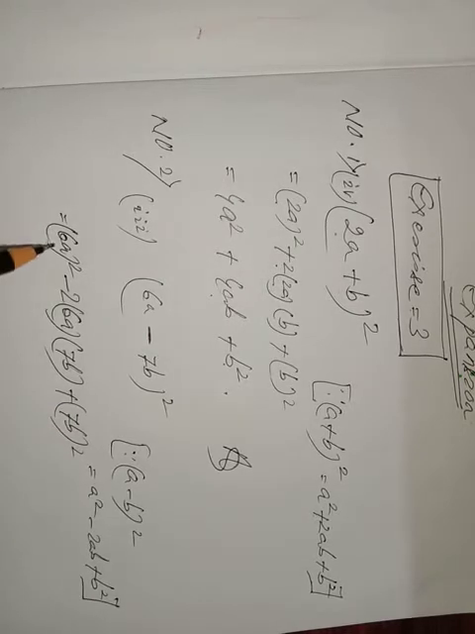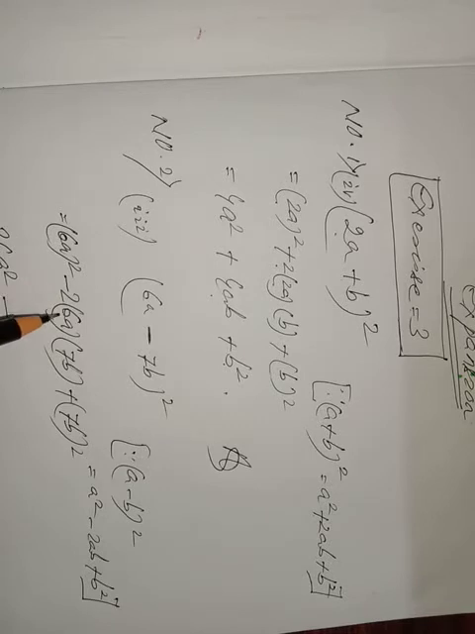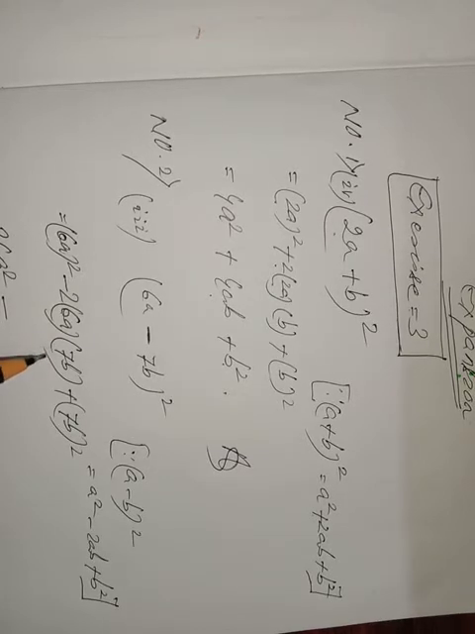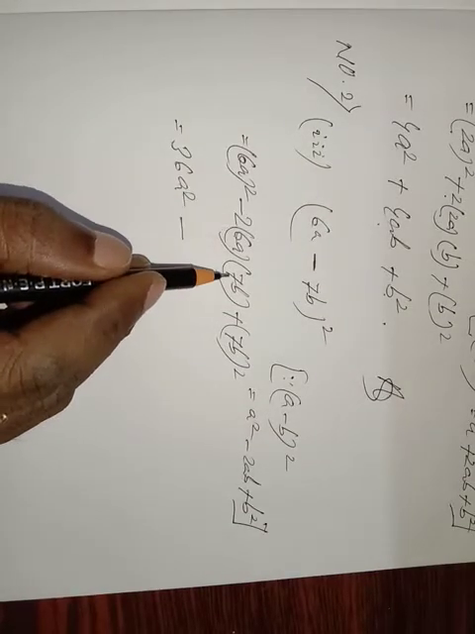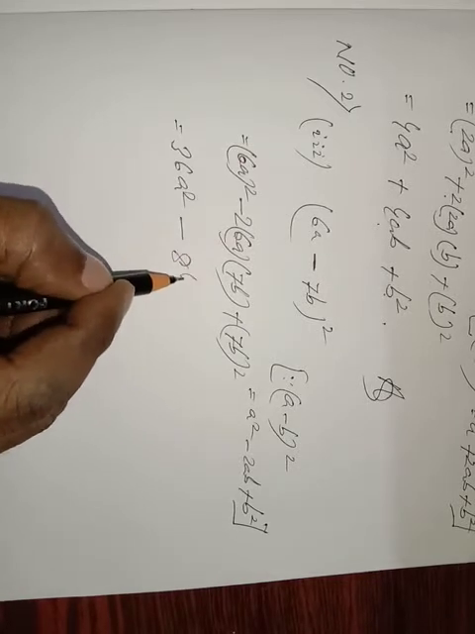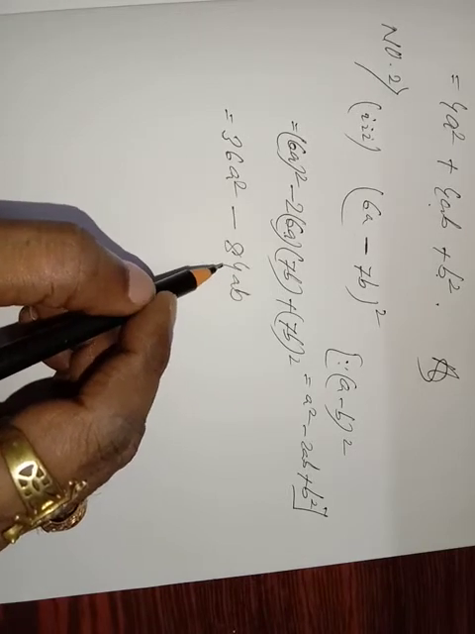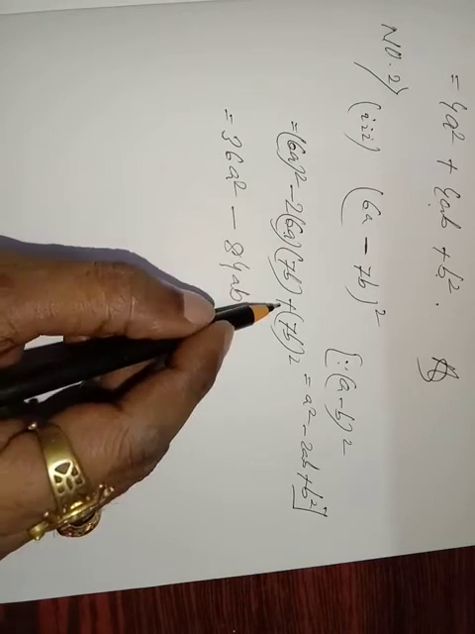So what is the result? 6a whole square equal to how much? 6 into 6, 36, a square minus 2 into 6 is 12, 12 into 7, tell me. See, 2 into 6, 12, into 7, 84. Okay? Yes, my dear students, 12 into 7 is 84, and a into b I am writing 84ab. Is it clear? Next, plus sign you give.